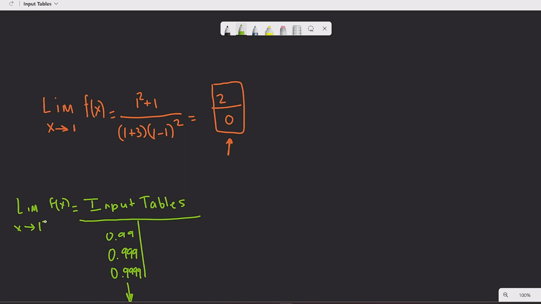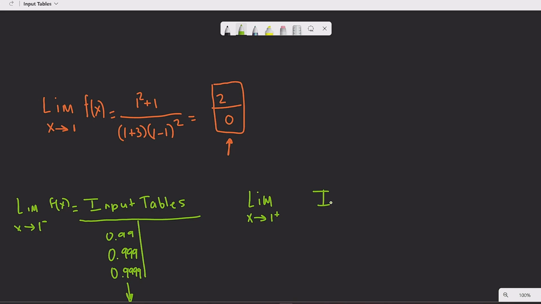So this negative sign indicates that we are approaching 1 from the left, or any values smaller than 1. And then we will do the same thing on the right, or any value that's larger than 1. So we take the limit as x approaches 1 from the right, which is notated by this positive sign.